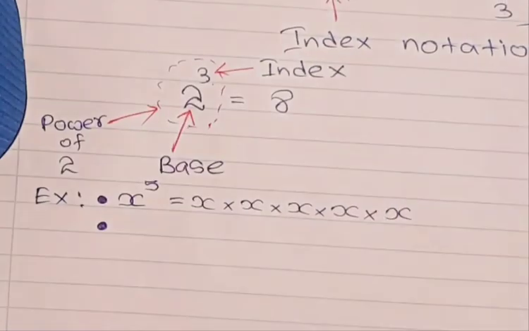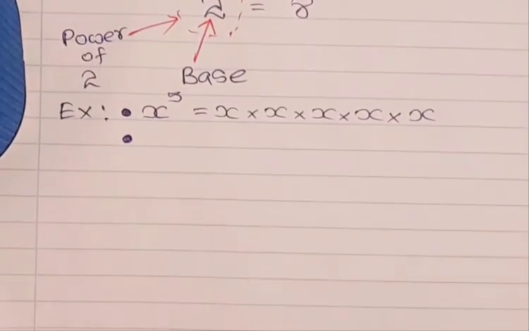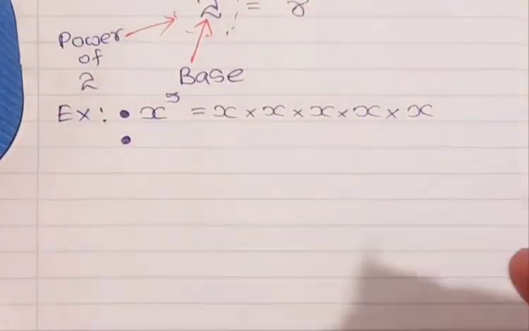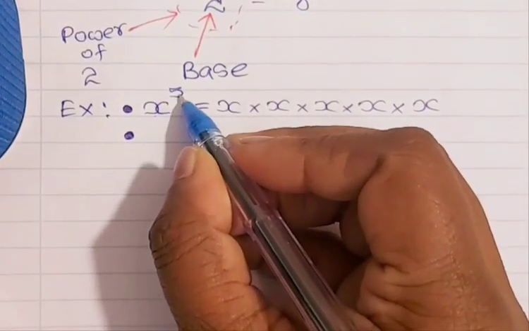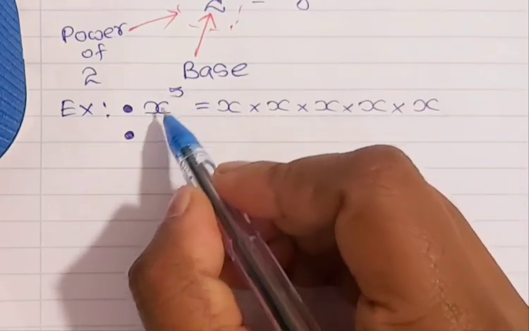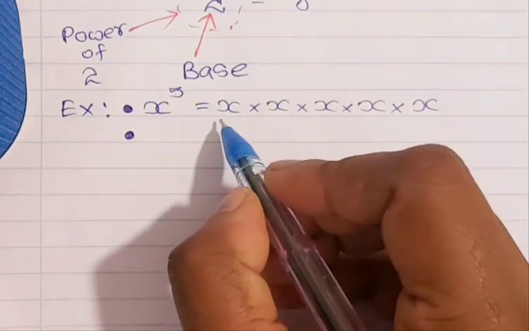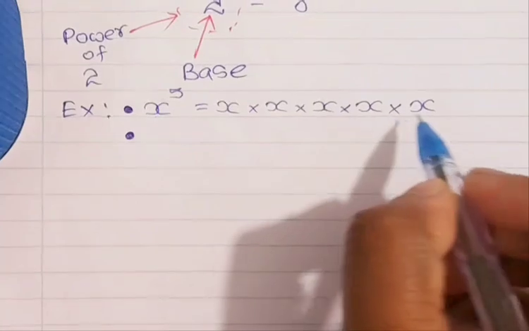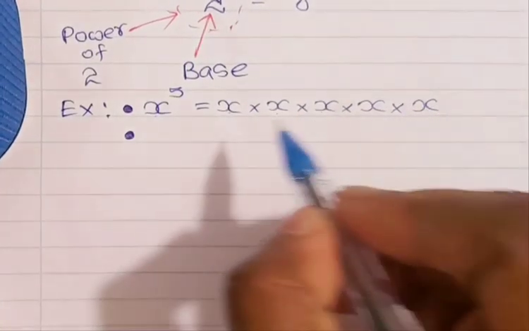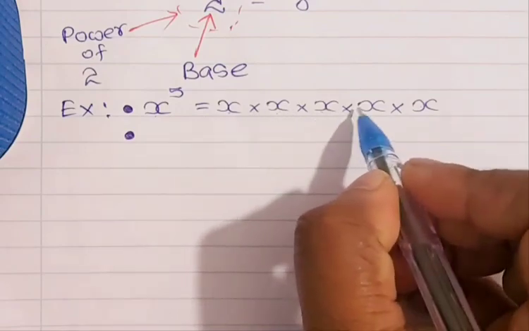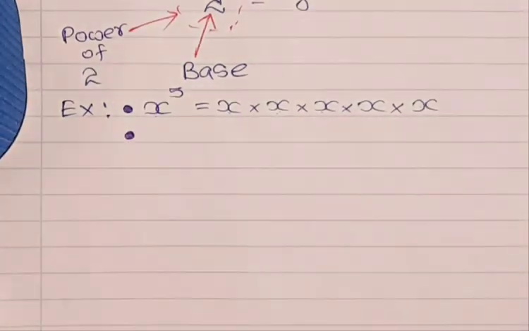Now I can go through some examples. In the first example I got x to the power 5. You need to know that there are 5 x's, so you have to multiply 5 x's together: x into x into x into x into x. There are altogether 5 x's.